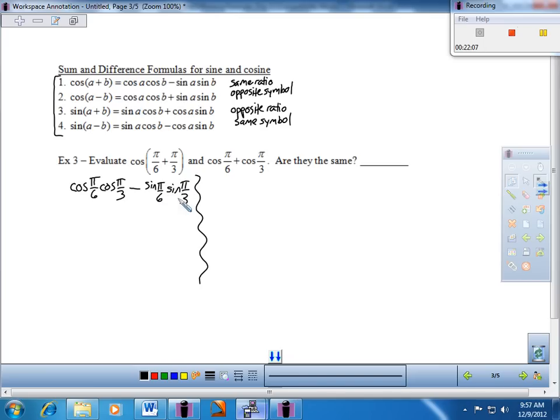Now these, you just know. From unit circle and beyond, you know that the cosine ratio of pi over 6 is root 3 over 2. Cosine of pi over 3 is 1/2. Minus, and then you end up getting, interestingly enough, sine of pi over 6, which we do know is 1/2, and the sine of pi over 3, which happens to be root 3 over 2. Again, you know those values. So you end up getting root 3 over 4 minus root 3 over 4.